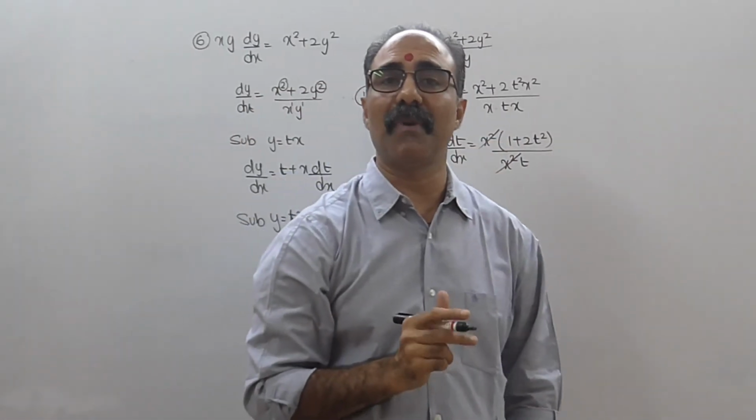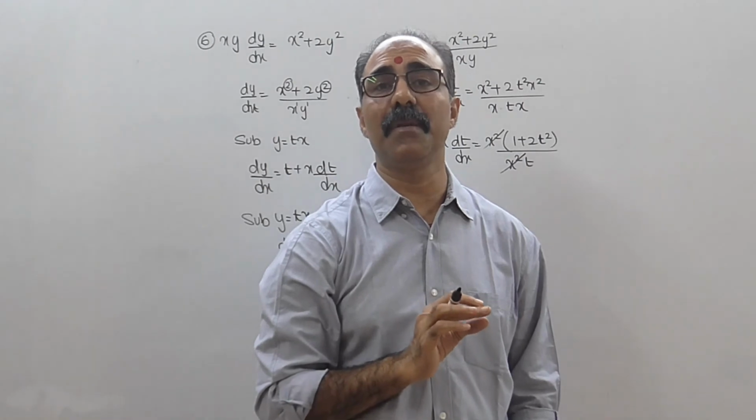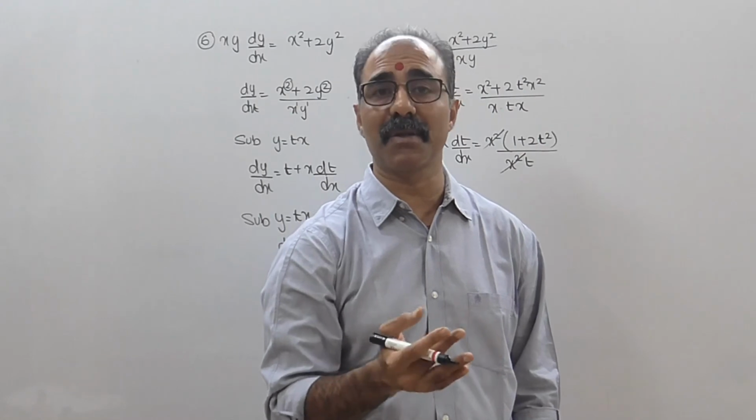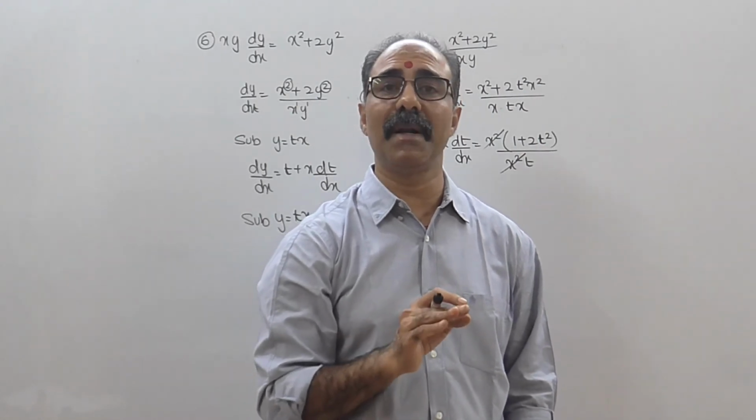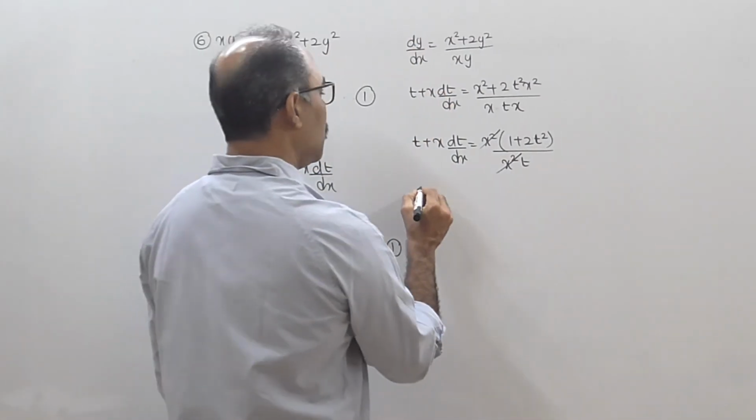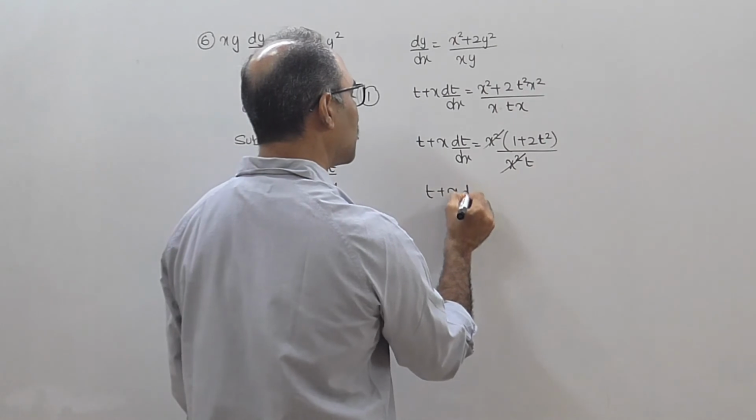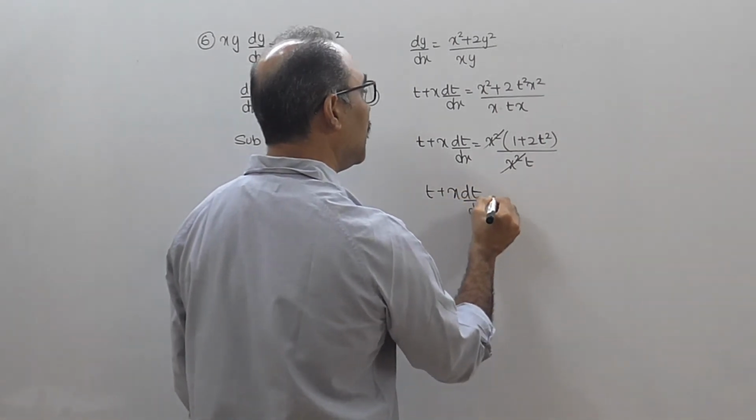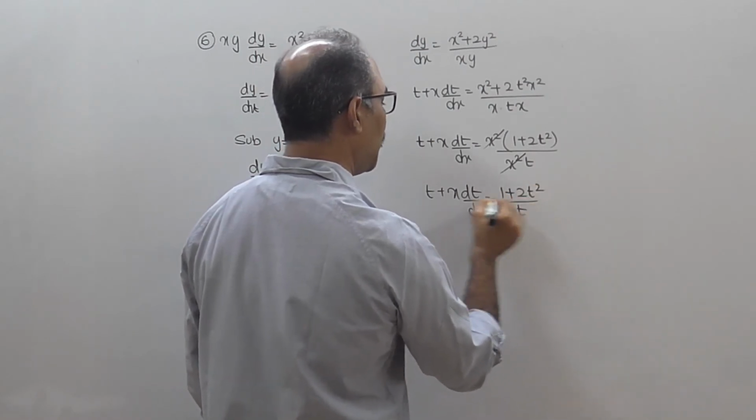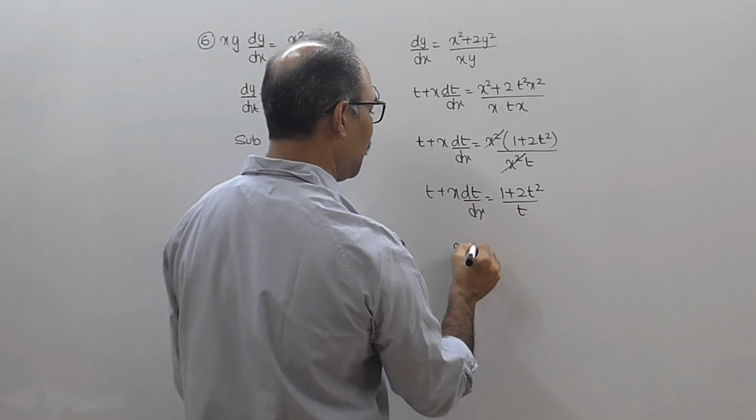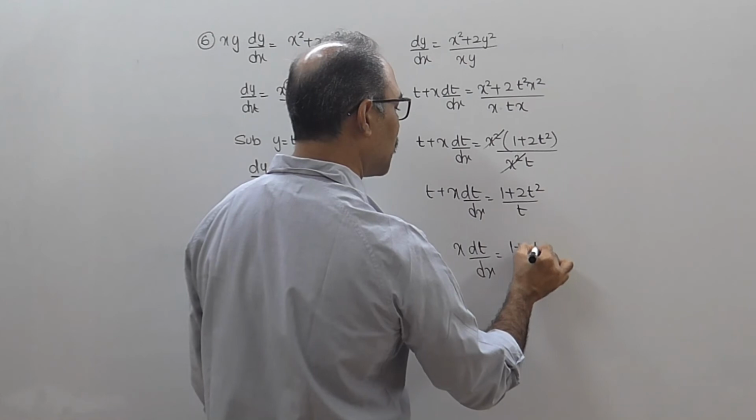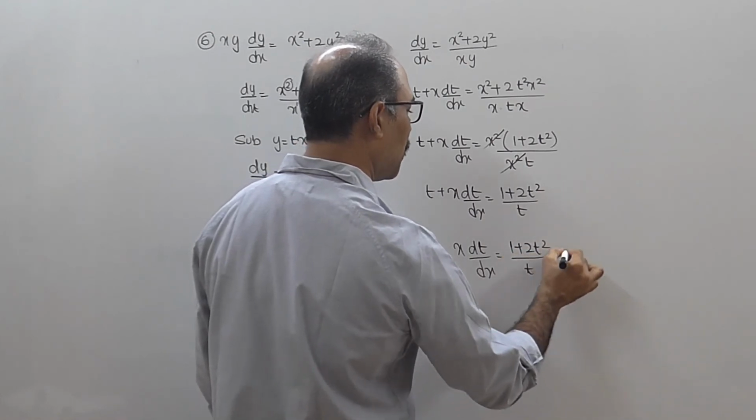So remember one thing, when you put y equal to tx, your x variable should get cancelled. Maybe x will get cancelled from the numerator and denominator, or maybe x square or maybe x cube, but something has to get cancelled. The moment it gets cancelled, you get an assurance that it is a sum that is based on homogeneous function. So I think we are left with t plus x dt by dx equal to 1 plus 2t square upon t. You can take the t to the other side. We get x times of dt by dx equal to 1 plus 2t square upon t minus t.